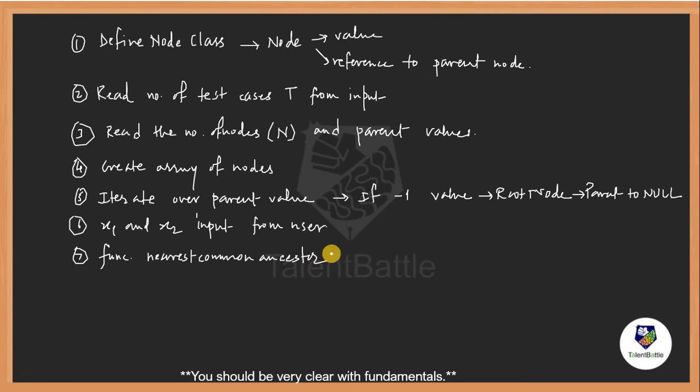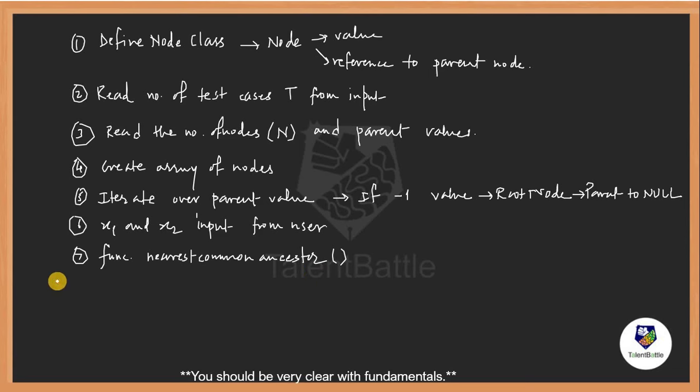Now in simple words, under the nearest common ancestor function, we will accept the two nodes as input, that is x1 and x2, and we will return the nearest common ancestor. How will it work? It will use the set of stored ancestors for the first node, because we have already traversed from the first node to the root. And then we have to traverse up from the second node to the root, because we have to check if any of its ancestors are present in the provided set, then we have to return it. And this will give me the common ancestor.